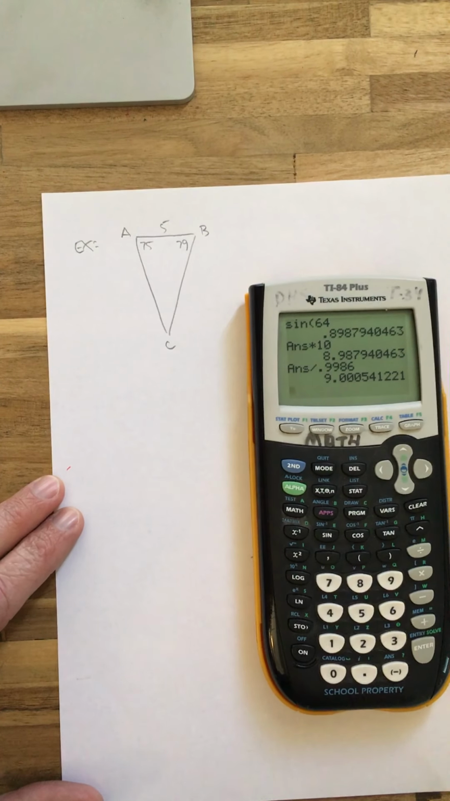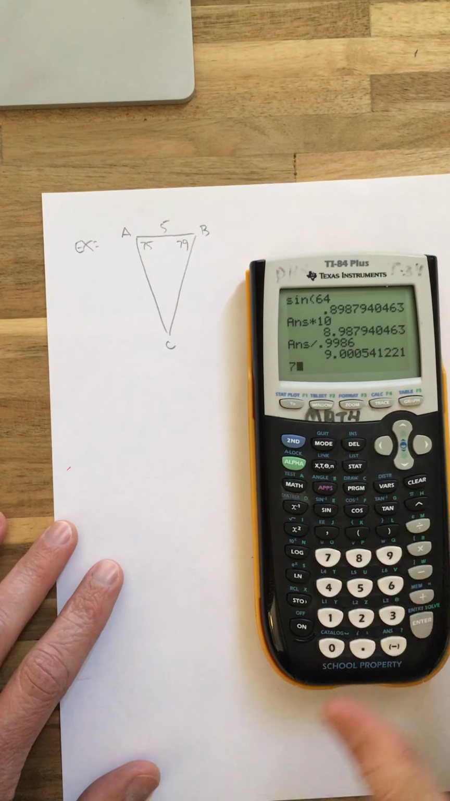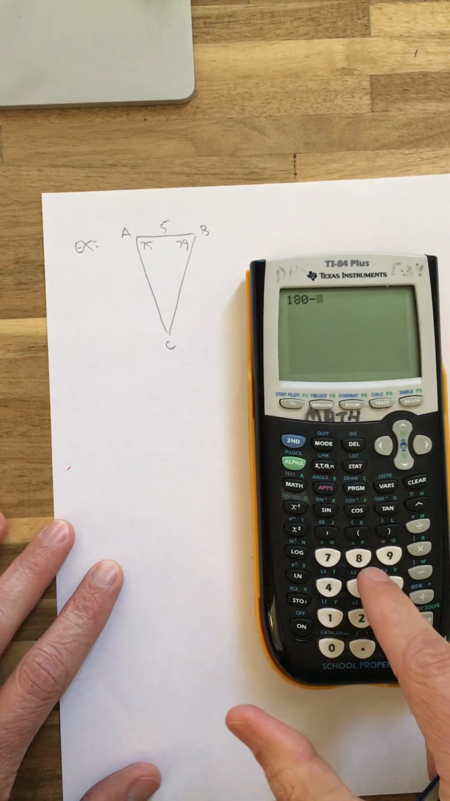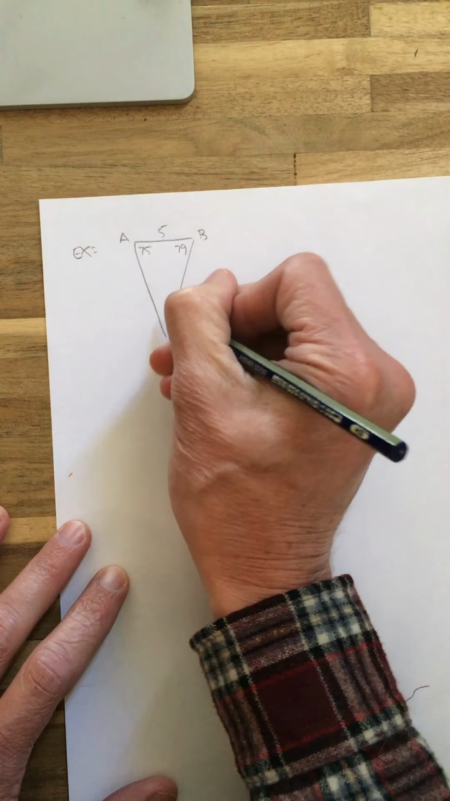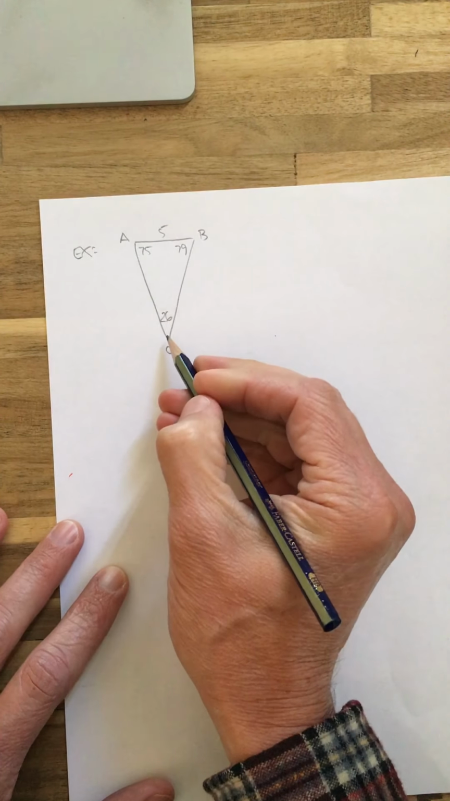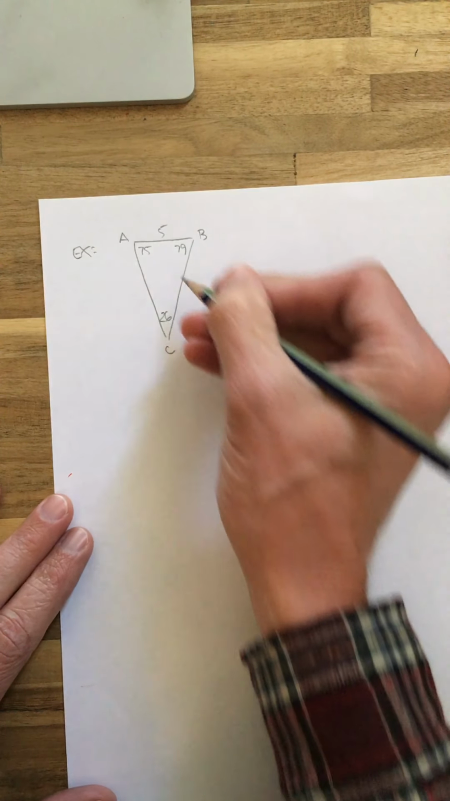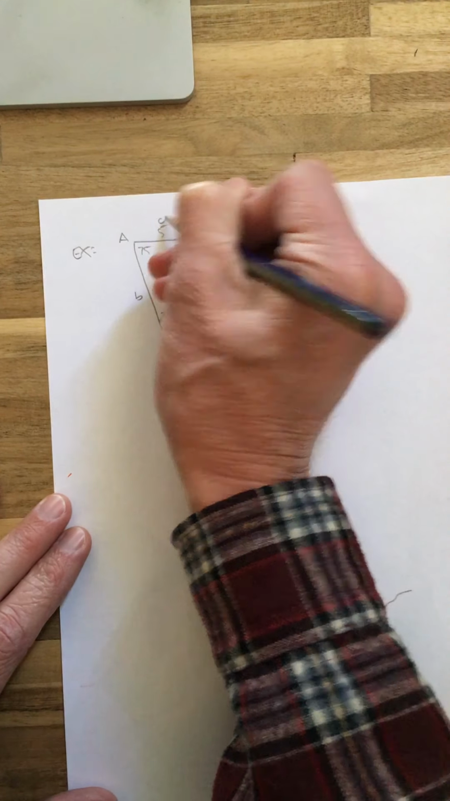Again, I'm just going to use my calculator because I'm usually distracted and I don't want to mess up. So clear all this. 180 minus 75 minus 79 equals 26 is my angle, which sounds reasonable. That looks like a pretty small angle. All right, and now let's go ahead and call this side A. This is side B, and we already know that this is side C.